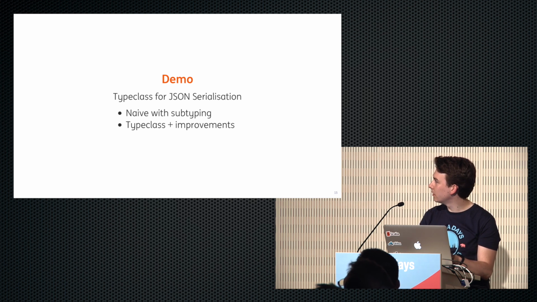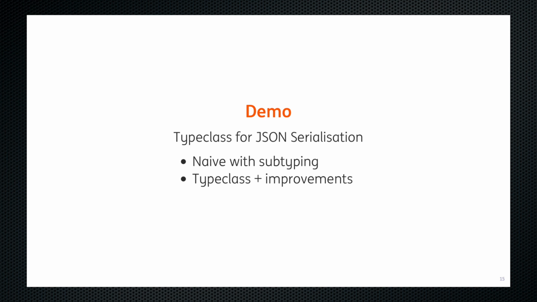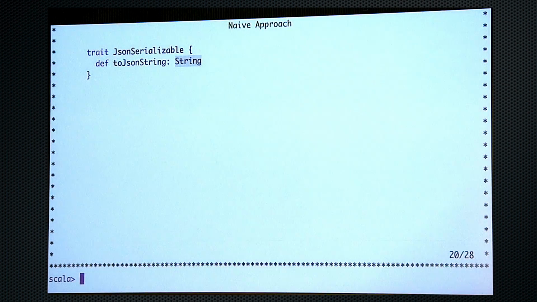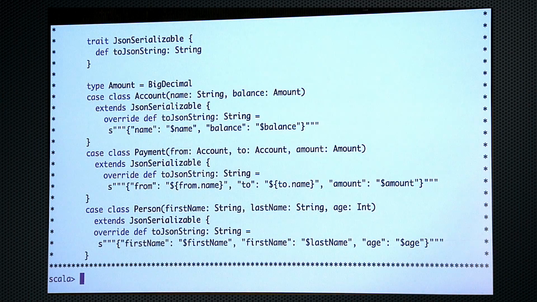So we have a very simple trait here, which defines this toJSONString. I just use the type String here to represent JSON for now, to keep it simple. But in the real world, you probably use something more involved here. So let's run this. Now, what we can do is define our model. In this case, we have an Account case class, a Payment case class, and a Person case class, and they all have some fields. And then we extend the JSONSerializable and implement the method we need to.